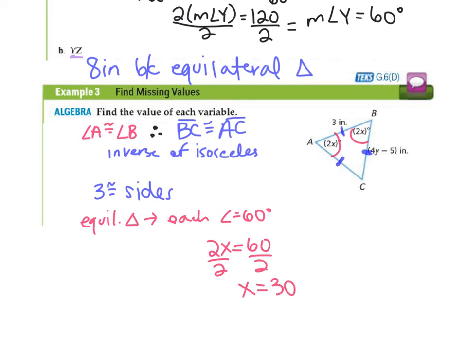Okay, so again, we just have another equilateral triangle. I know that all three sides are 3 inches because of this, all right? And if we need to find out what y is, remember, 4y minus 5 is equal to 3 inches because these sides are congruent. So we'll just set that equation up. So 4y minus 5 equals 3. It's going to give us 8. And then divide by 4. So y equals 2.